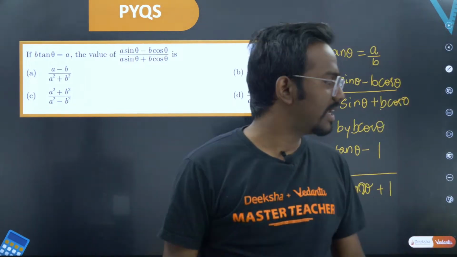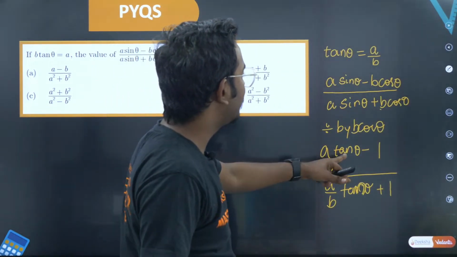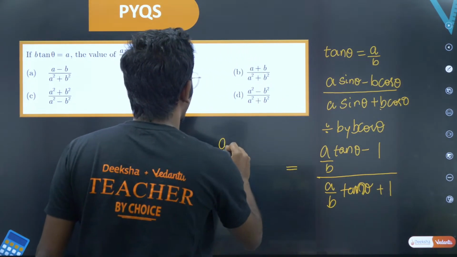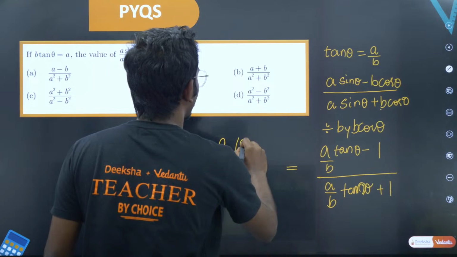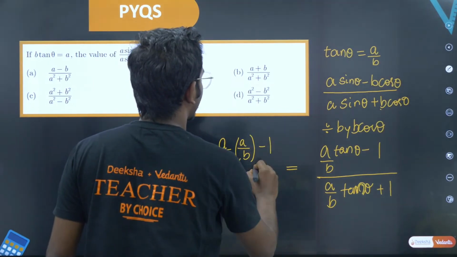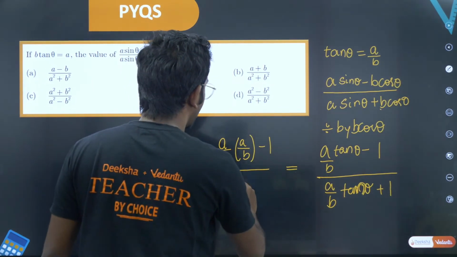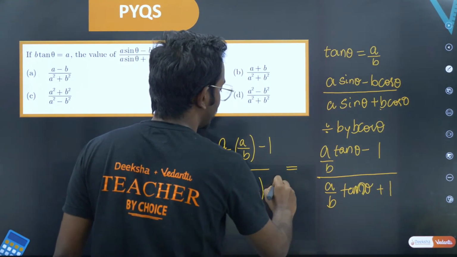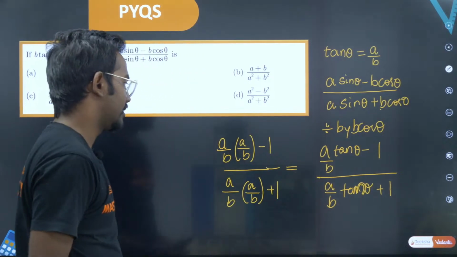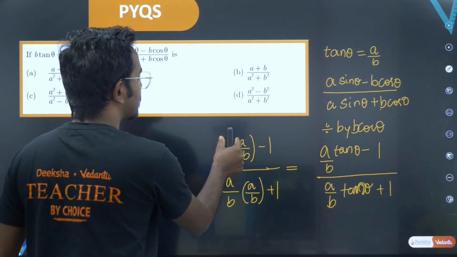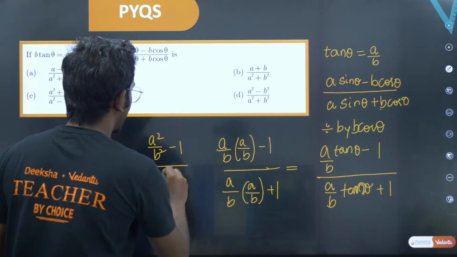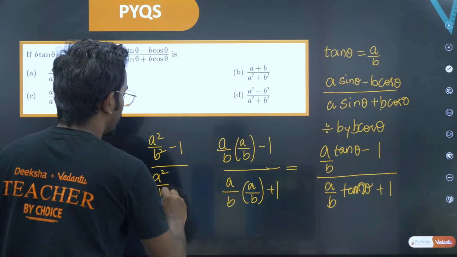So let's take up the next part here. Since you have tan theta, I know tan theta is nothing but a by b. If you multiply a by b, you will have -1 here. Similarly, tan theta is replaced by a by b in both numerator and denominator. Very simple. Now what happens to this? Sir, this becomes a square by b square, -1 divided by a square by b square plus 1.